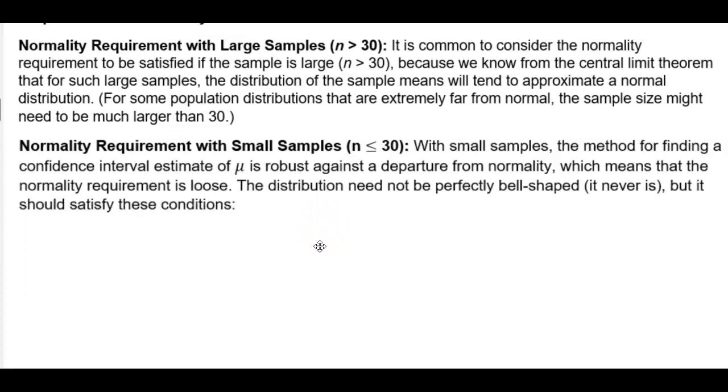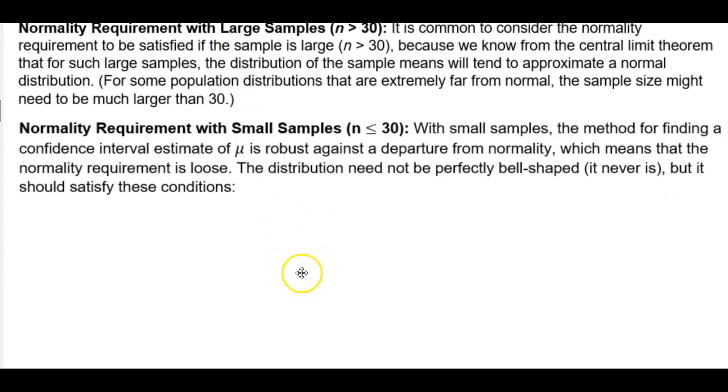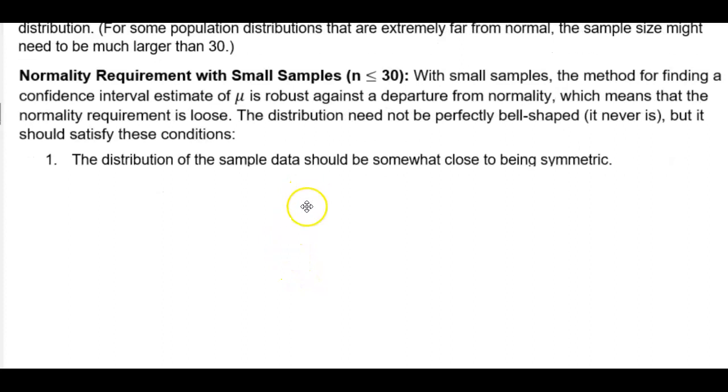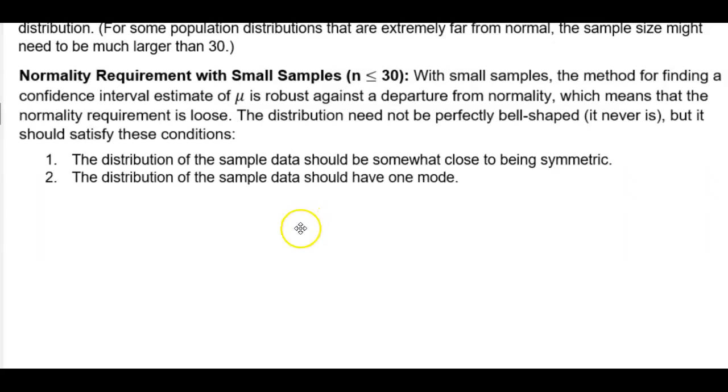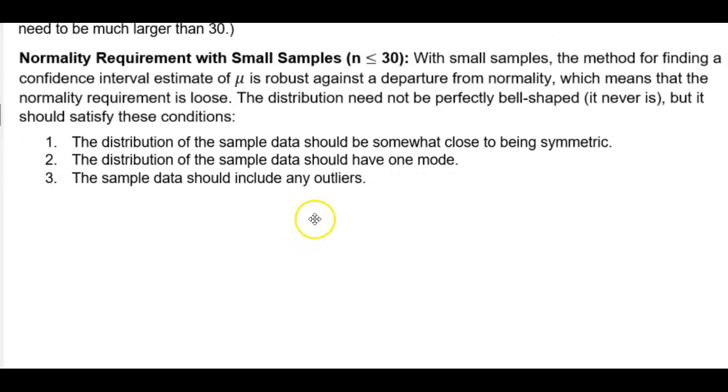The distribution need not be perfectly bell-shaped, which it never is, but it should satisfy these conditions. Number one, the distribution of the sample data should be somewhat close to being symmetric. Number two, the distribution of the sample data should have one mode. Number three, the sample data should not include any outliers.